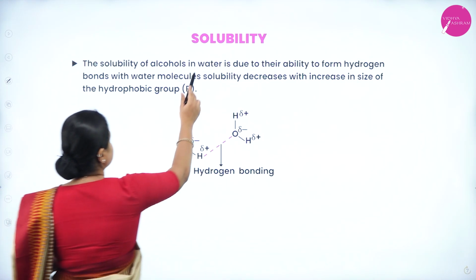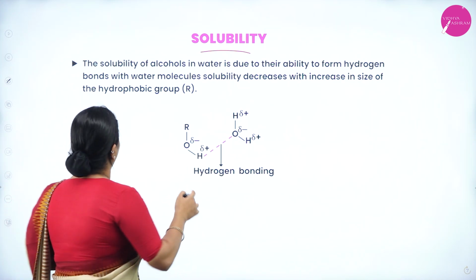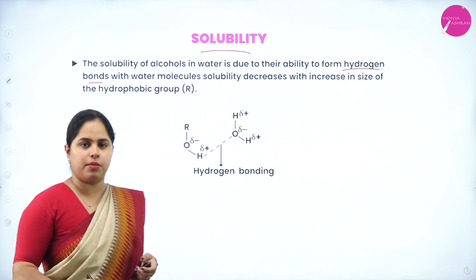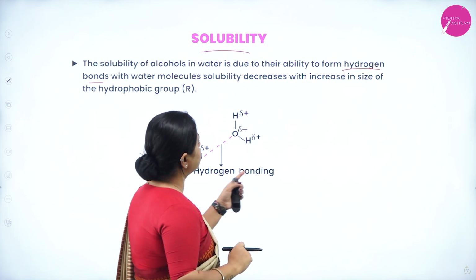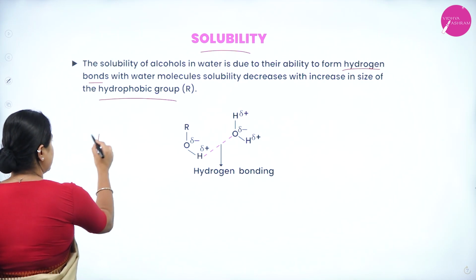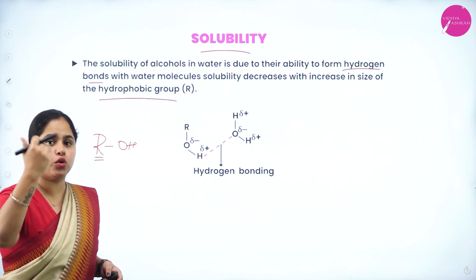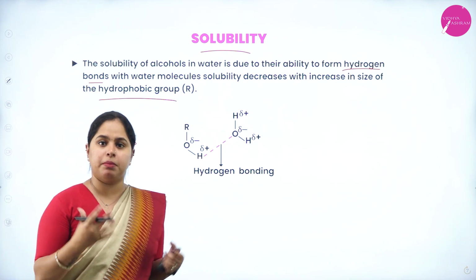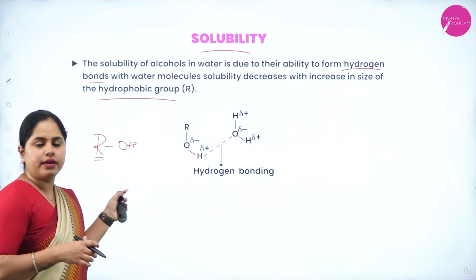Now, moving on to the next physical property, solubility. The solubility of alcohols in water is due to their ability to form hydrogen bonds with water molecules. Solubility decreases with an increase in the size of the hydrophobic part. As the alkyl group in ROH becomes bigger, from methyl to ethyl to propyl to butyl, the alcohol becomes less and less soluble, because the alkyl part is hydrophobic.